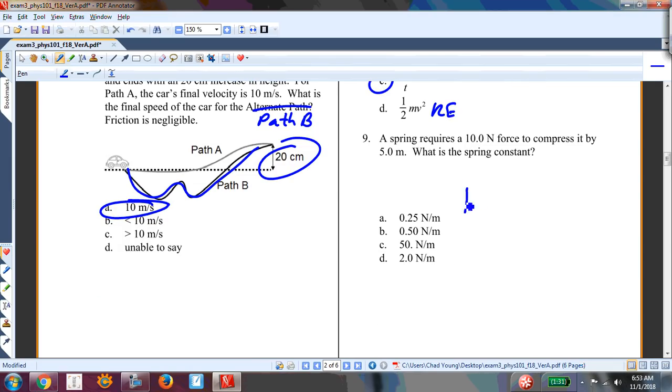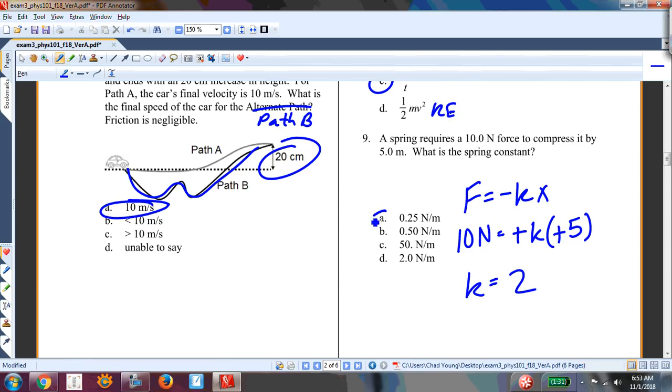A spring requires a 10 Newton force to compress it by 5 meters. What is the spring constant? Well, F is kx. Actually, there's a negative there, but it's not terribly important here. So if I have a 10 Newton force, it's equal to negative k. If my force is plus 10, that means my displacement is minus 5, so it gets rid of that. So k is equal to 2. D is 9.